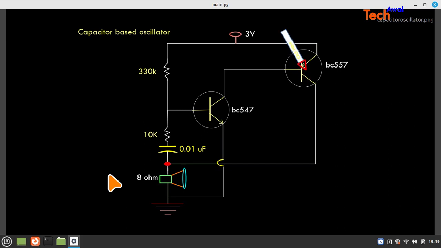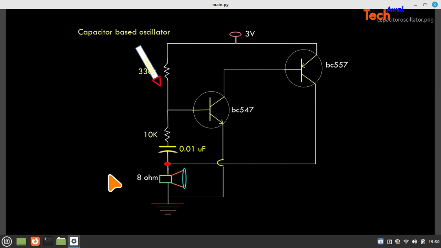Okay, and this is N and this is P. So at N the voltage is higher and at P the voltage is low. So this should be considered in reverse bias. Okay, so this is a typical kind of NPN and PNP circuit.